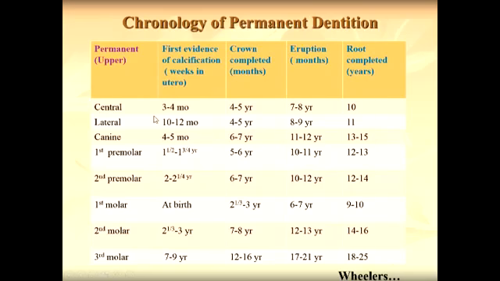Here is the chronology of the permanent dentition. We can see the eruption of the upper central, lateral, canine, first and second premolars, and second molar. The first evidence of calcification can be measured in weeks here, and the crown completion is also listed in months. The eruption sequences are completed within the year.